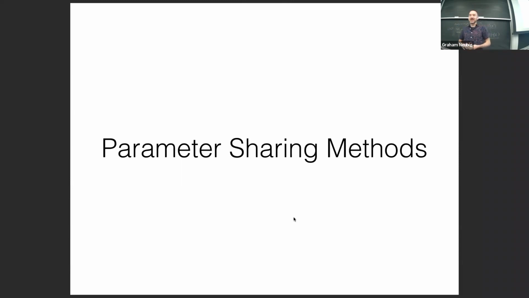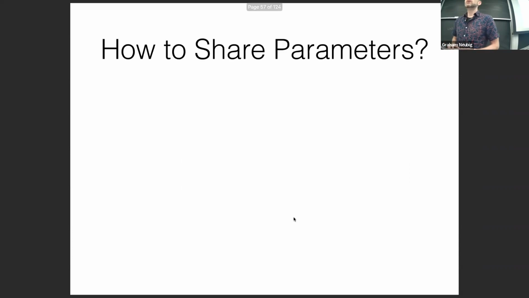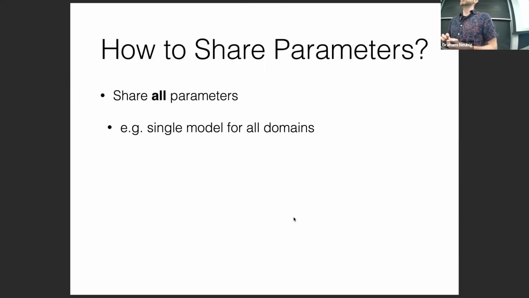So next, parameter sharing methods. Now we're getting into some details of how we can do multitask learning more effectively. The very most obvious way to do multitask learning is basically to share all of the parameters. So we have a single model for all of the domains we want to be working on. This is simple, and it's actually pretty widely used and reasonably effective.